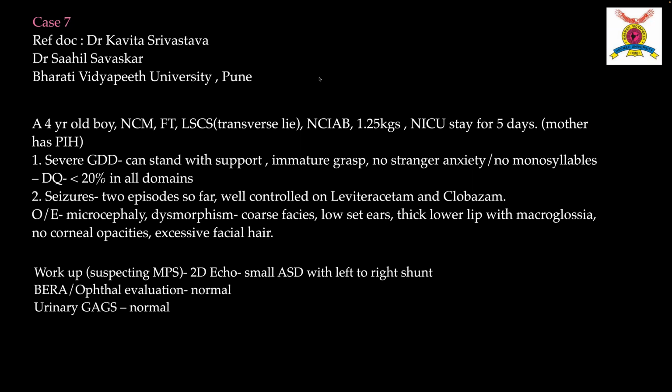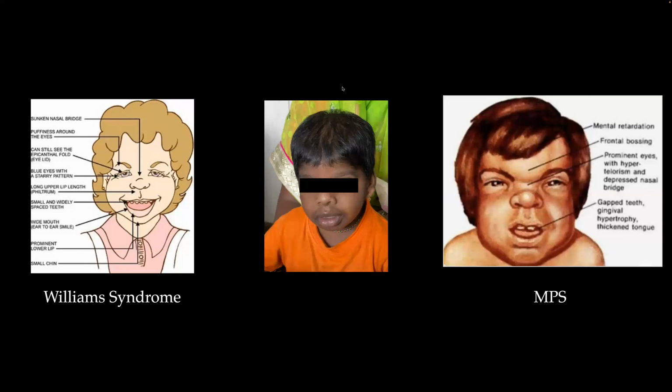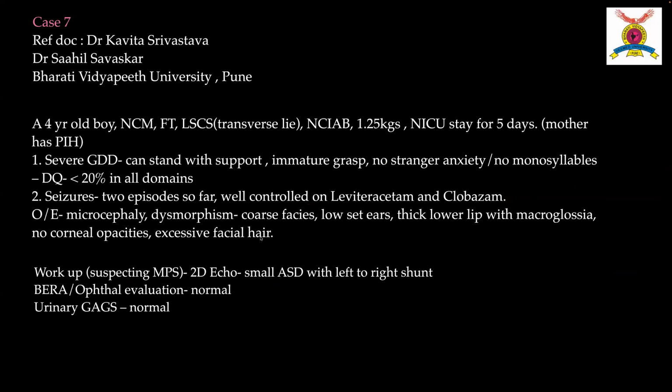When we saw this child, he had gross facial dysmorphism, like coarse faces, low set ears, thick lower lip. So it looked more like mucopolysaccharidosis, and we sent his workup for mucopolysaccharidosis, urinary GAGs, which came negative. He also underwent an MRI, which is showing splenial hypoplasia. So we wanted to know further differentials for this child.